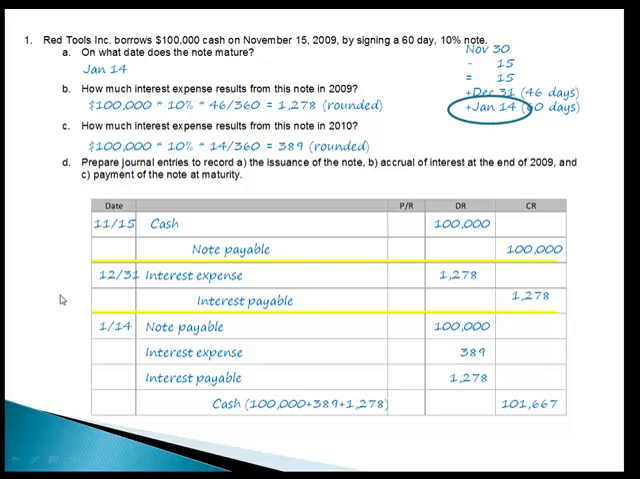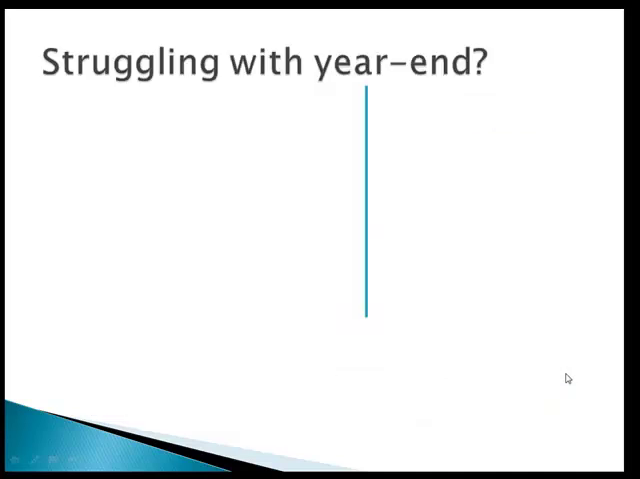Okay, very similar to the last one. The only difference here is that the note went over year end, so we had to record a little bit of the expense, or actually a lot of the expense, in 2009. Now in January, we record the remaining interest expense and we close out the two payables.